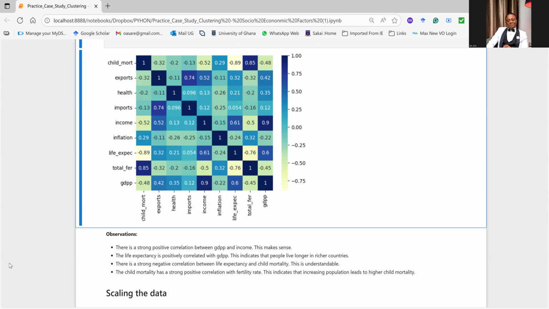Who can tell me why? This is child mortality here, and life expectancy is negative 89%. Who can tell what is the reasoning behind that? Negative correlation between life expectancy and child mortality. What is the practical reasoning behind that? Who can tell us? People where they are living longer. Places where people, yes, Annette.